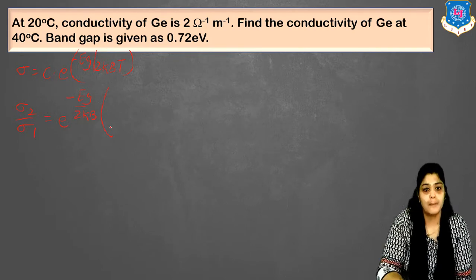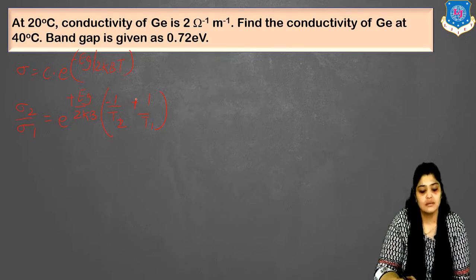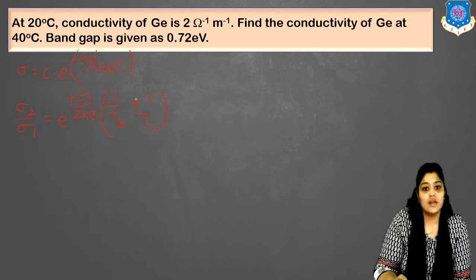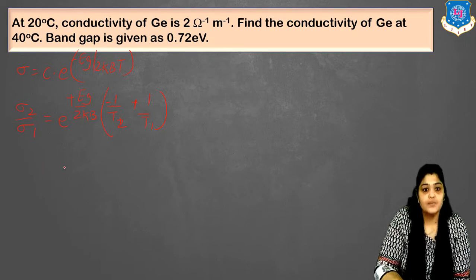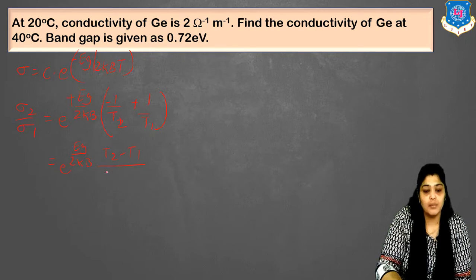You have 1 upon T1 minus T2 minus 1 upon T1. Or what I do is I just remove this sign. Suppose I convert this as 1, so this will be minus and this will be plus. So it's 1 upon T1 minus 1 upon T2. So this can be written as e raised to Eg upon 2 kb into T2 minus T1 upon T1 T2.